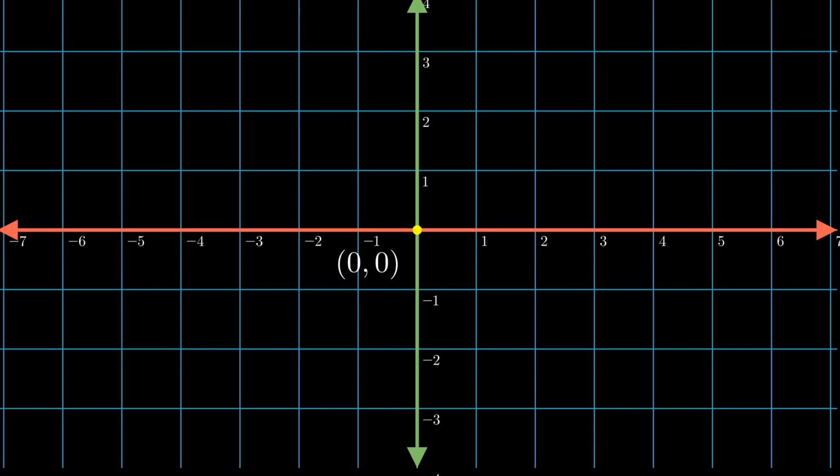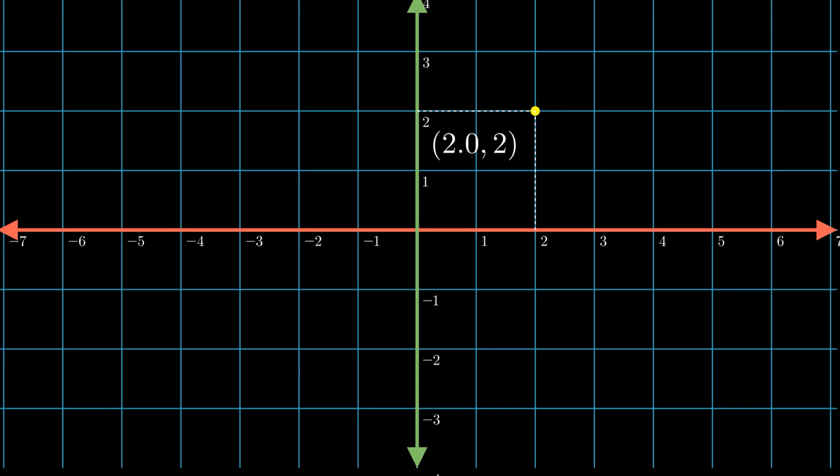As we move the point to the right of the origin, the x value of the coordinate increases, and as we move up, the y value increases. We say that this point has coordinates 2 and 2 because the x value is 2 and the y value is 2. In other words, the point is 2 units to the right of the y-axis and 2 units above the x-axis.